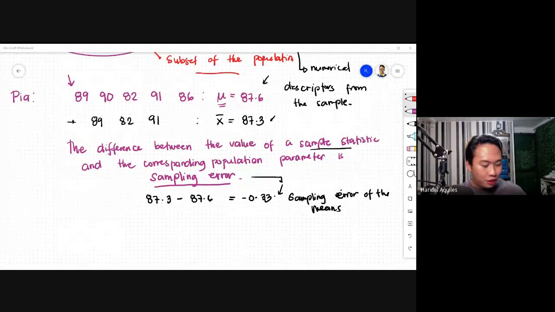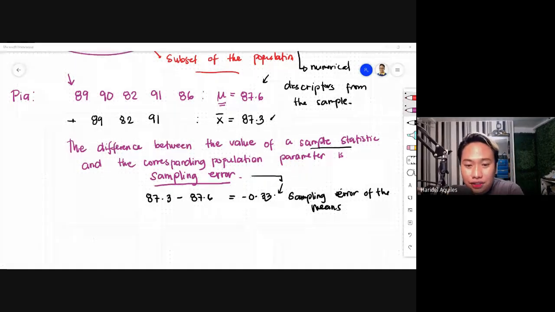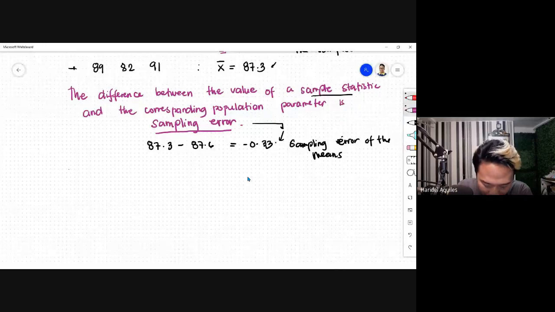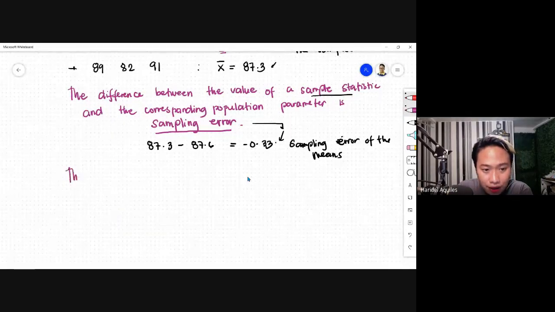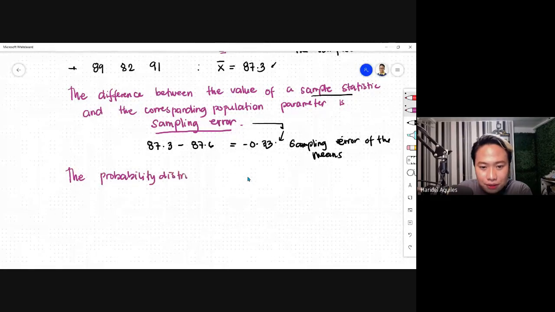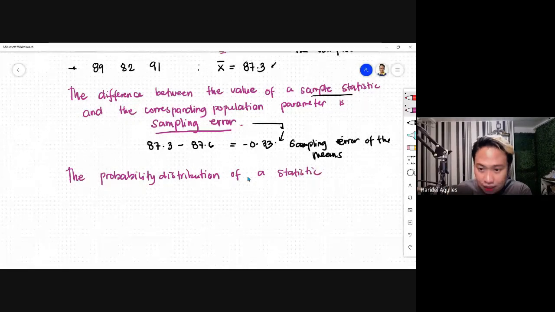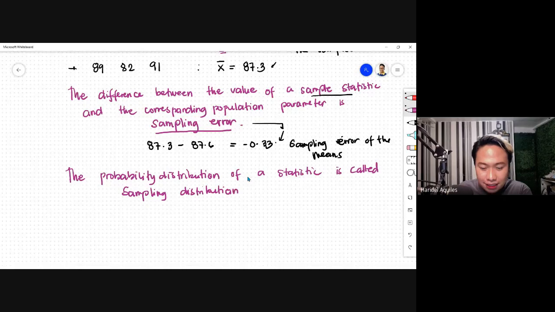Okay. So here, another definition that you need to consider, guys, is the probability distribution of a statistic, which is called the sampling distribution. I'm going to try to explain this definition first.